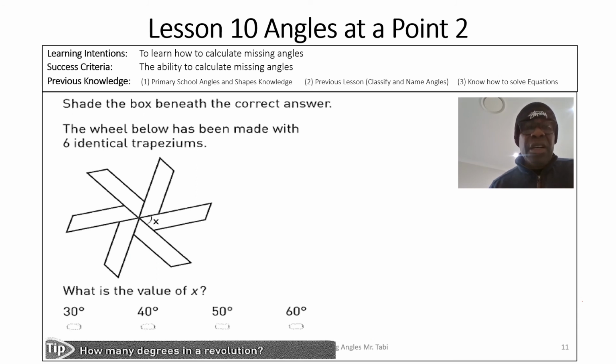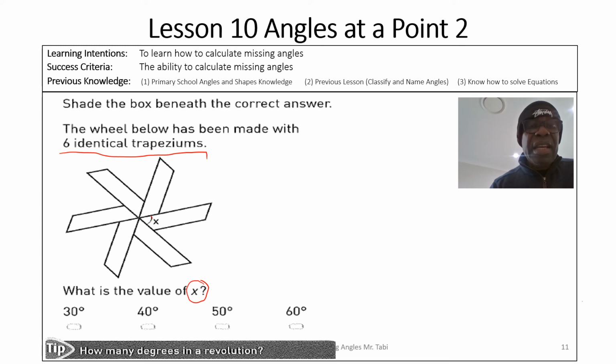Right. Final question for today. Pause, write the question down in your book, answer it, and continue. I hope you've done that now. It says shade the box beneath the correct answer. The wheel below has been made with 6 identical trapeziums. And the angle there is x, and we've been asked what is the value of x.